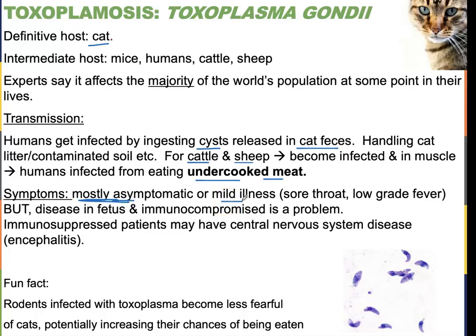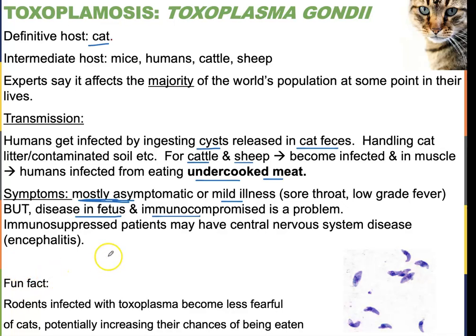However, it becomes an issue because this guy does cross the placenta, so it does reach the fetus. And also for the immunocompromised, you can have severe issues such as central nervous system disease.